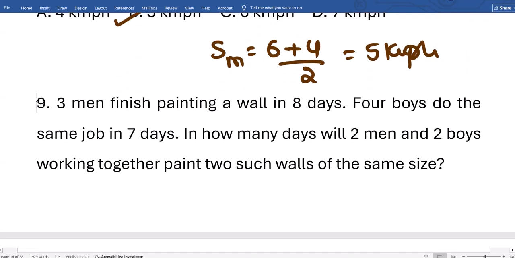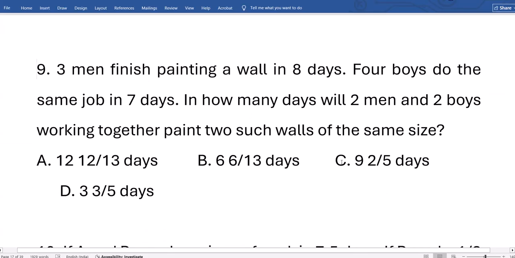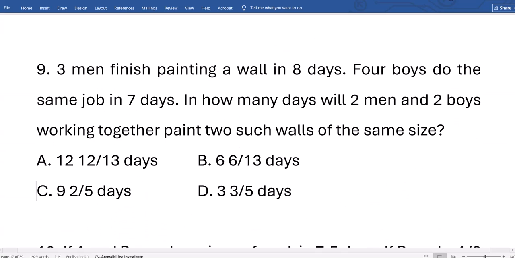Next, time and work. We already added this topic to our list of topics. 3 men finish painting a wall in 8 days, whereas 4 boys can do the same job in 7 days. If it is 2 men and 2 boys, how many days can they take to paint two such walls of the same kind?